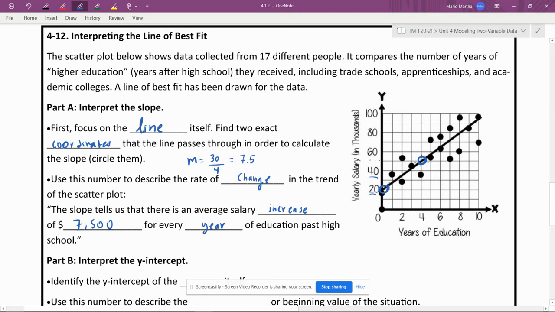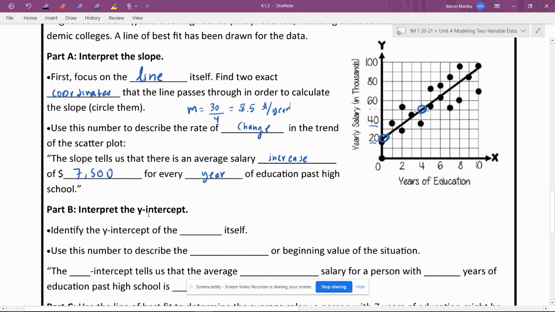So the trend line tells us precisely that, right? 30,000 bucks over 4 years, or pretty much 7.5, or $7,500 per year. So this is money per year, right? Because remember, the slope represents a rate of change. So it's something over something. We're comparing two quantities. Now, part B, we want to interpret the y-intercept.